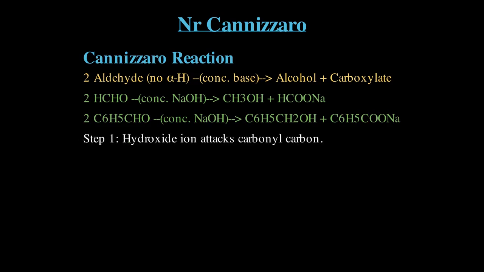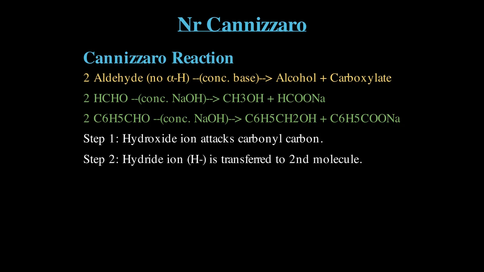The mechanism is fascinating. Step 1. A hydroxide ion from the base attacks the carbonyl carbon of 1 aldehyde molecule. This forms a tetrahedral intermediate. Step 2. This is the rate-determining step. A hydride ion is transferred from this intermediate to the carbonyl carbon of a second aldehyde molecule. Step 3. The first molecule becomes a carboxylate ion, and the second becomes an alcohol.